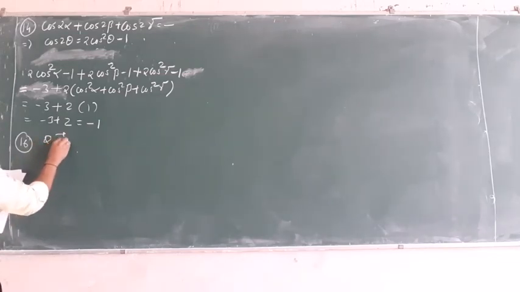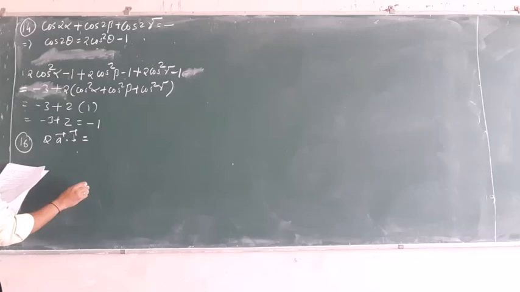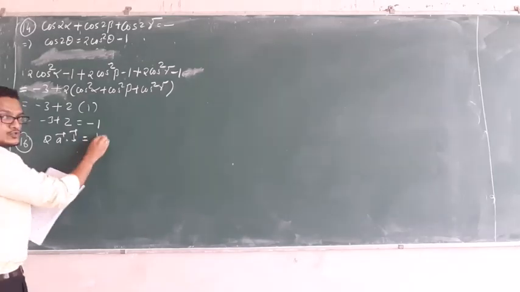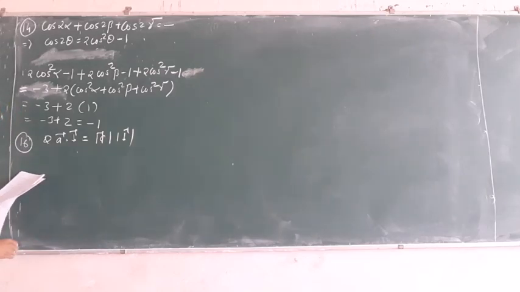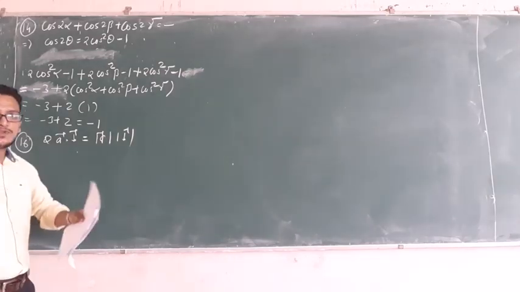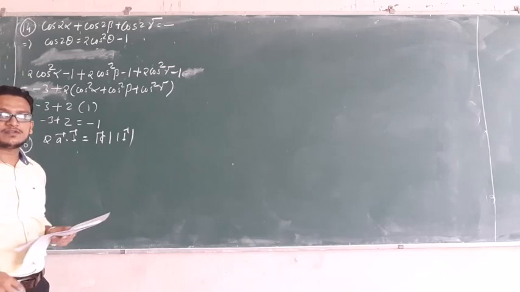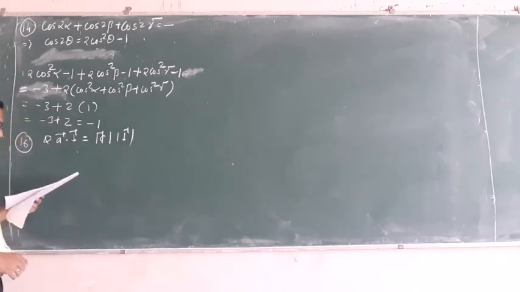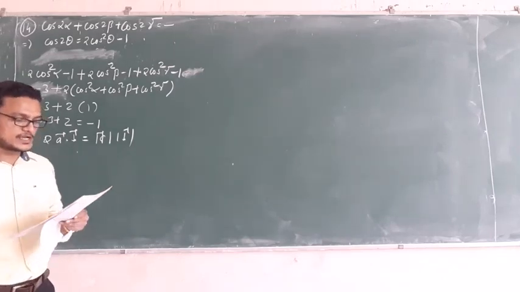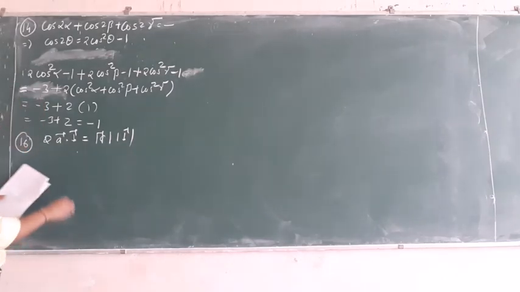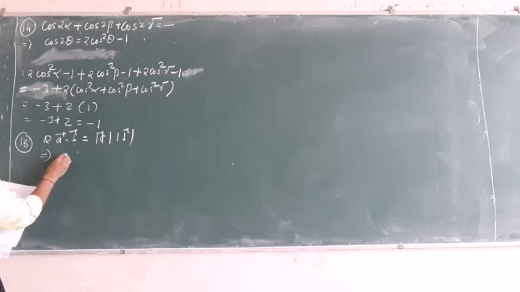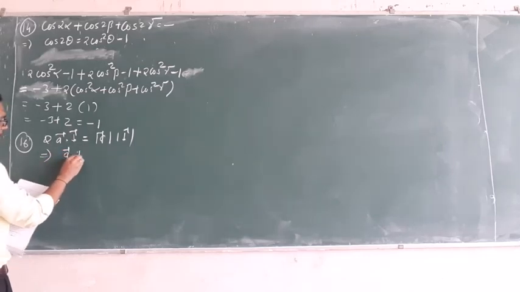If 2 into A dot B is equal to magnitude of A into magnitude of B, then find the angle between vector A and B. They have given just this condition. Options are 90 degree, 30 degree, 60 degree and 0 degree. Then how to find it? See, if I simplify this now, what is A dot B?